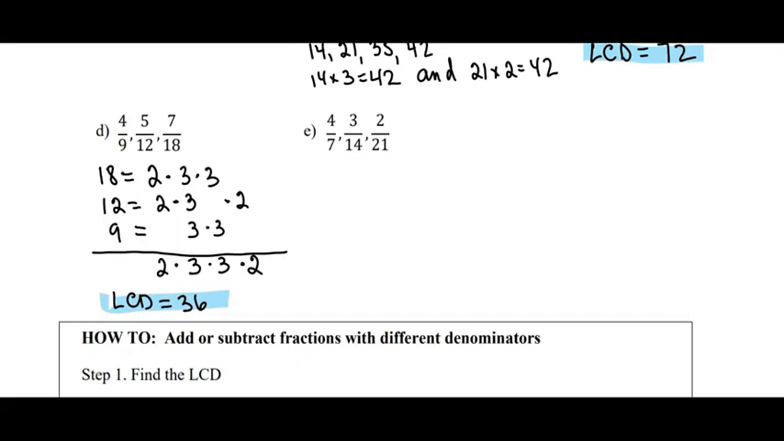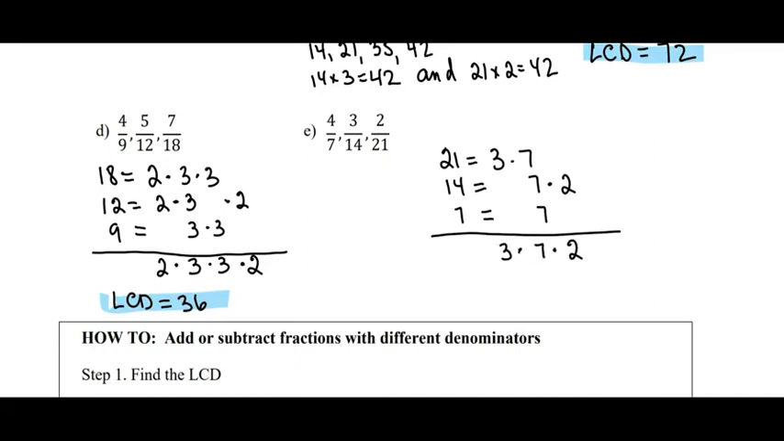Now 7, 14, and 21. Okay, so start with 21. It factors into 3 times 7, both prime numbers. 14 is 2 times 7, so I'm going to put the 7 and then 2 because I can't put it under the 3. And then the 7 is a prime number, so it's just 7. Okay, so let's go ahead and find the LCD. I'm going to bring 3 times 7 times 2. LCD equals 42 once you multiply them through.